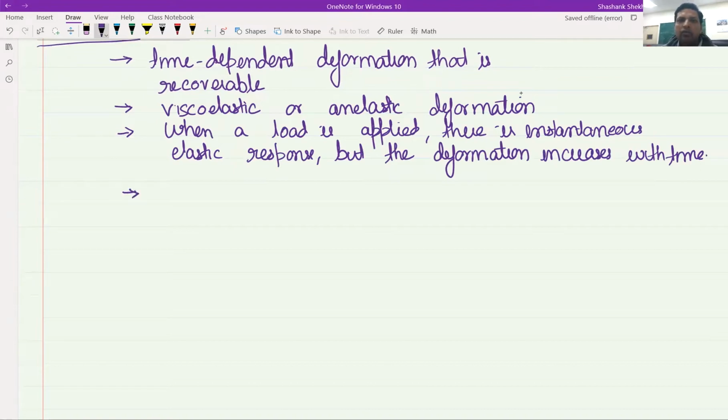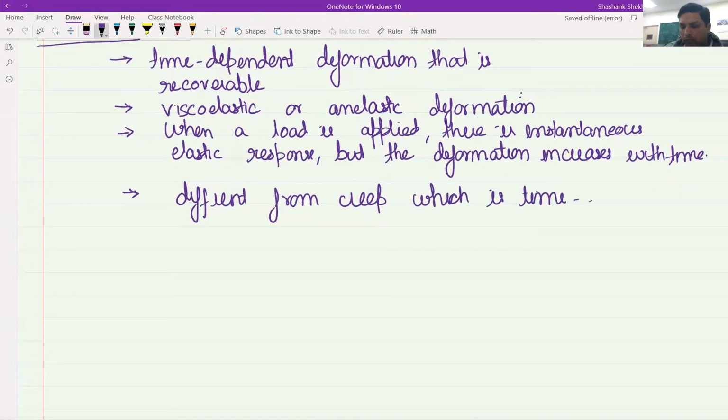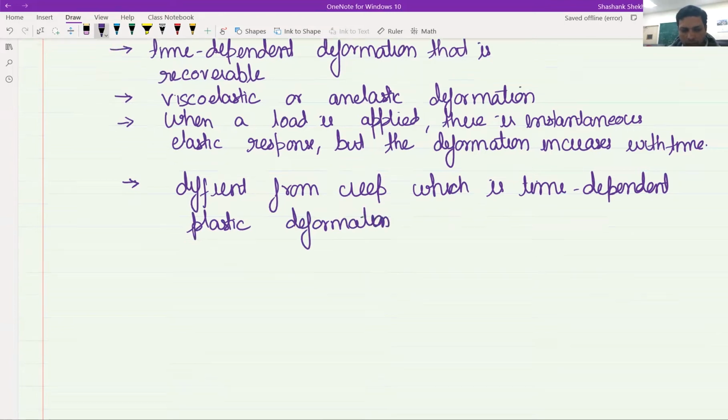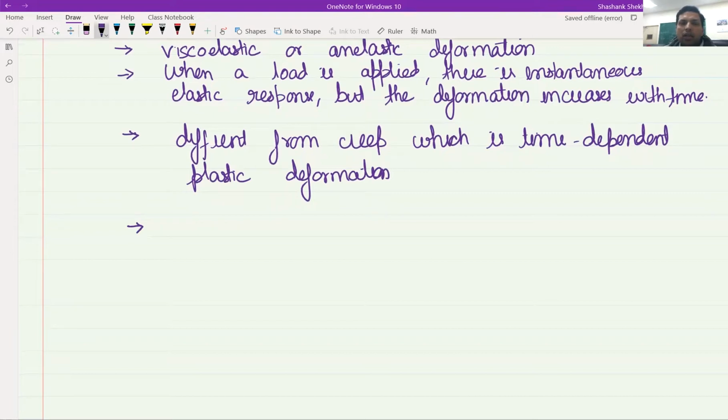Now, like I mentioned earlier, this phenomena is different from creep. Why? Because creep is a phenomena which is plastic deformation, which is time-dependent plastic deformation. This viscoelastic or inelastic deformation is usually found in polymers. Actually, you can also find it in metals and ceramics, but then it is so small in comparison to the overall strain that it is negligible. And the material where it is most obvious and most important is polymer.